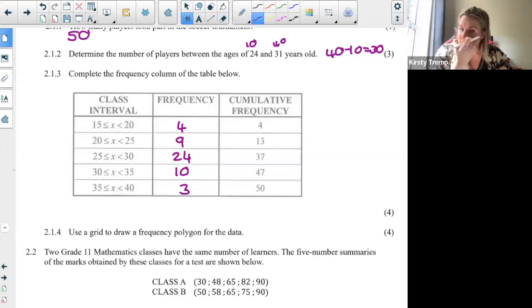Right. Okay, so Cassandra asked a really good question. She said, ma'am, when do we need the mean of the class intervals? Okay, so we need the mean of the class intervals for the next question, because the next question says to us, use a grid to draw the frequency polygon for the data.